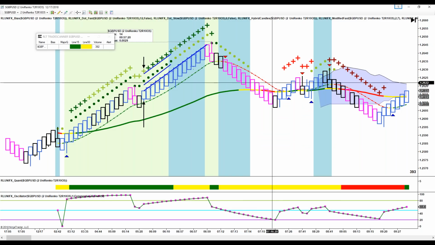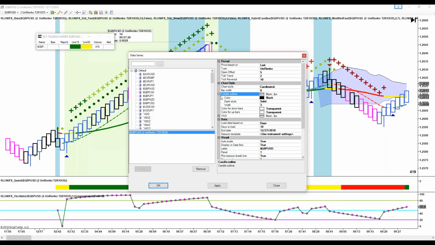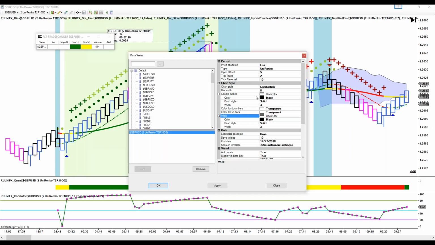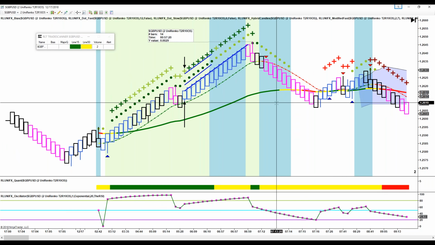The thickness, you change up here. Here's the candle outline. I have the candle outline in three, and I have the wick as three. But you can also modify the thickness of the candle outline. It's totally up to you.